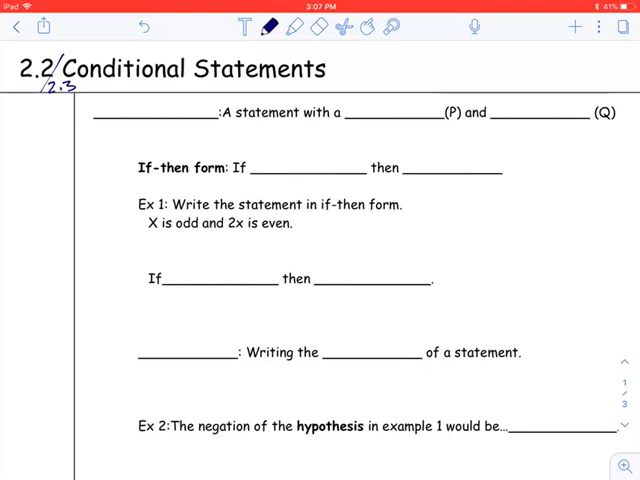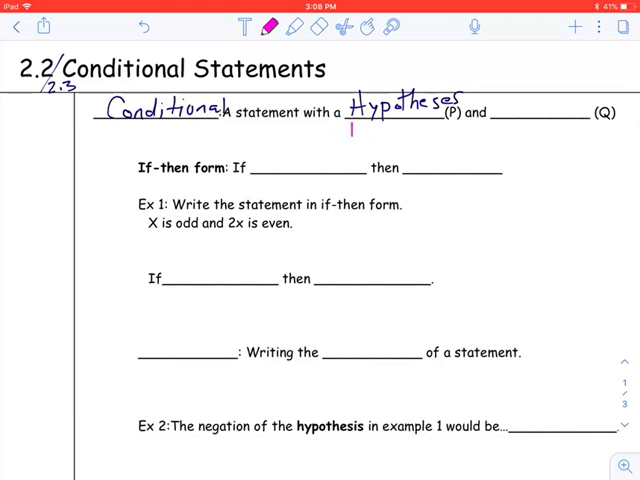All right, geometry. We have conditional statements today. These are basically if-then statements. If this, then this other thing. Okay? So a conditional is a statement with a hypothesis. So basically your if part. So when you're thinking of the hypothesis, it's if this.